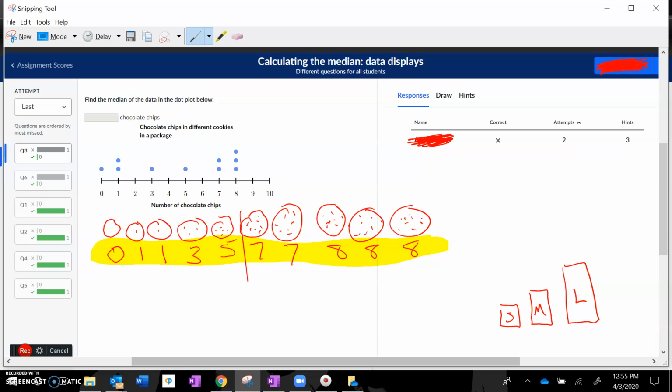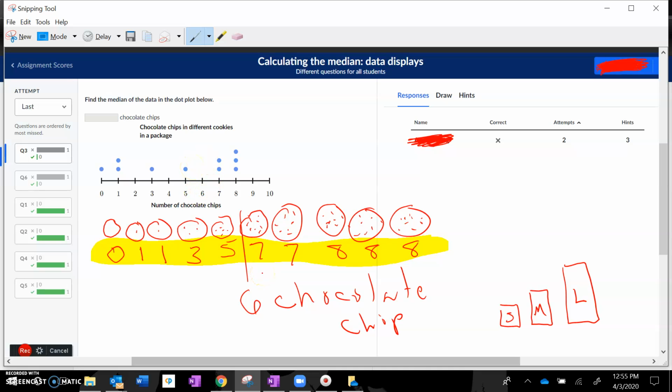So what would be the number in between 5 and 7? Kind of seems like 6. Because if you take these, you're like, well, what's between 5 and 7? It's going to be 6. So funny enough, our median is 6 chocolate chips, even though there's not a 6 cookie up here. There does not actually exist a cookie with 6.